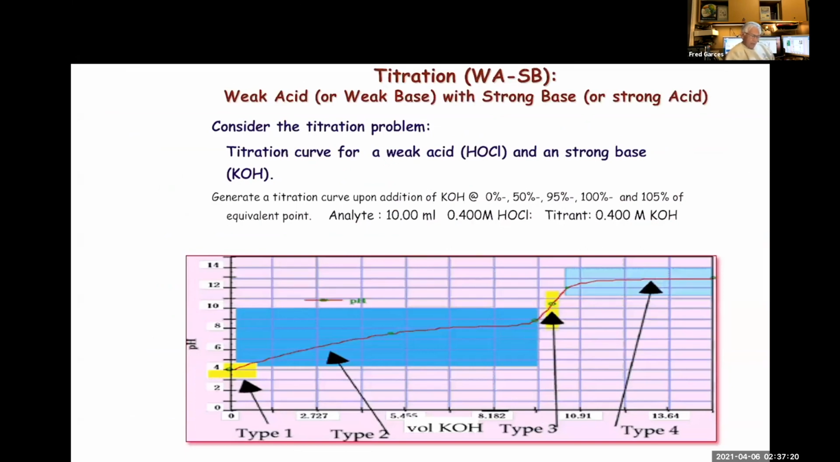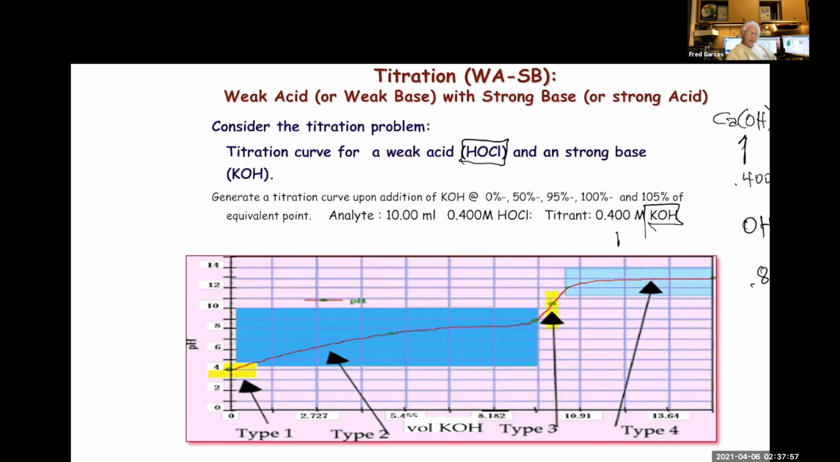So this is the problem that I have. Hypochlorous acid, HOCl, is going to be titrated with KOH. Let me forewarn you, especially for those of you in my lecture. If I don't give you KOH, I give you Ca(OH)2, then remember, if the concentration is 0.4, then your hydroxide ion concentration is 0.8.